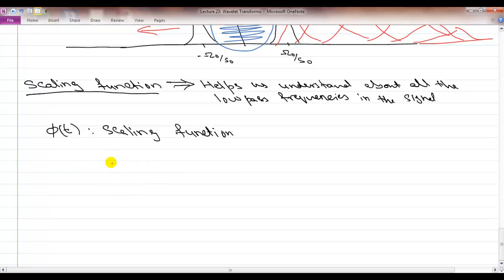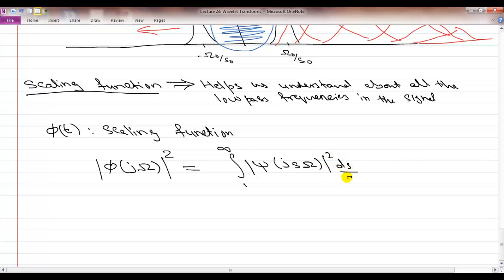Now, what is the relationship of the scaling function to the mother wavelet? It's defined as phi j of omega, any function whose magnitude squared of the Fourier transform is equal to this phi of j s omega absolute squared ds over s. Okay. So any function which has this magnitude squared.